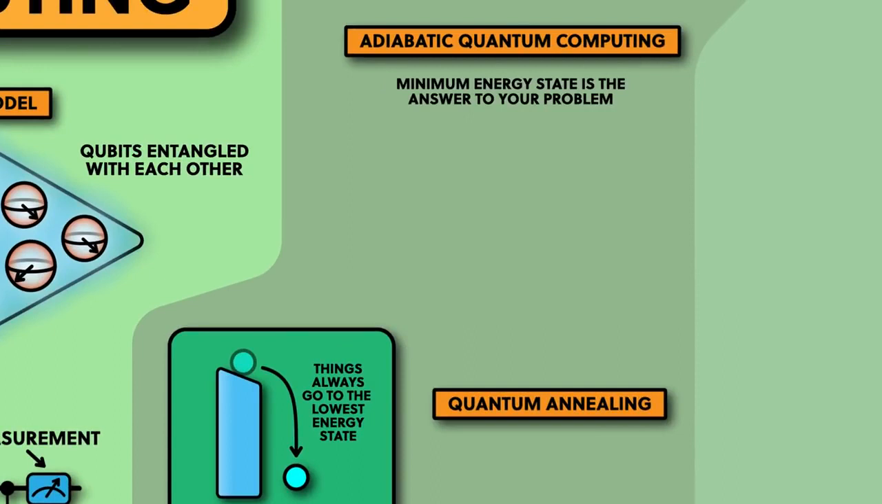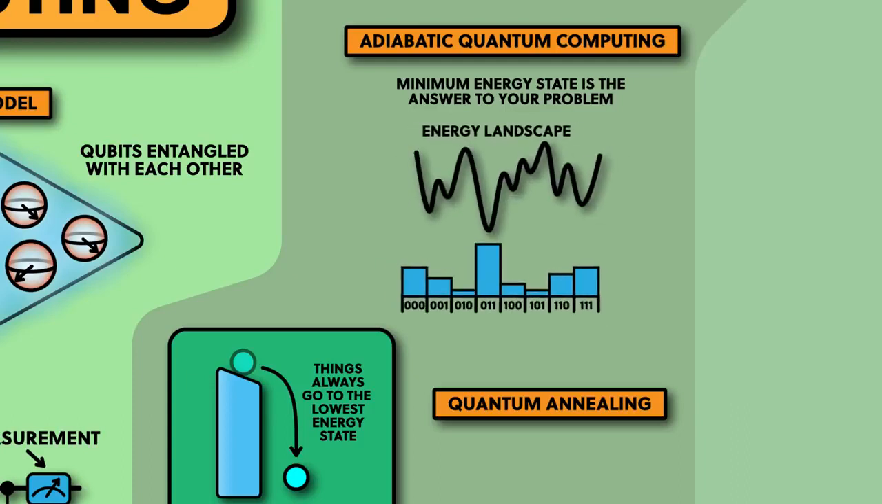You can picture this as an energy landscape, where each point on the landscape is one of the potential outputs of the computer. In adiabatic quantum computing, you start off with a flat landscape and gradually introduce the energy landscape of your problem, where the answer to your problem is the lowest position on the map. If you do this slowly enough, the quantum computer will always stay in the lowest energy state, so that when you measure it, you're most likely to get the correct answer.